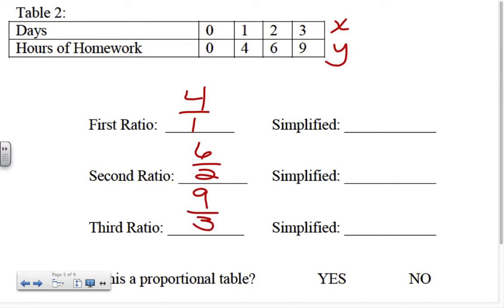4 to 1 is 4, 3, 3. Can we write an equation? No. So is this proportional? No.